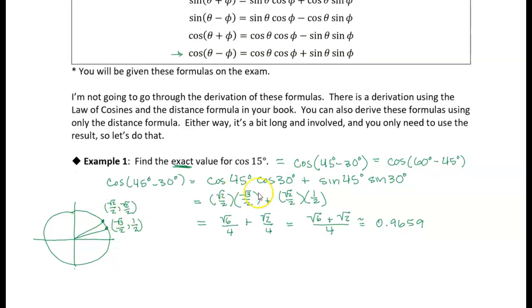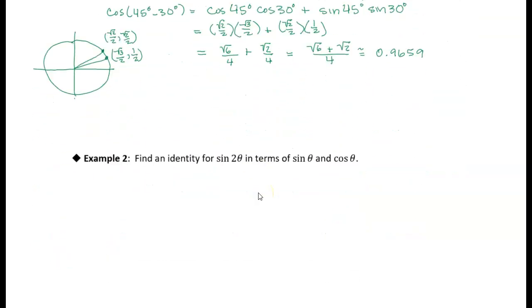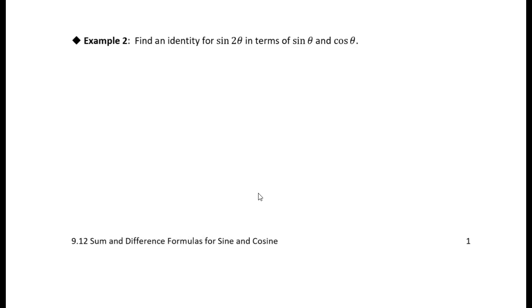All right, let's try another example. Okay. Find an identity for the sine of 2 theta in terms of sine and cosine. All right. So here's the trick to this one. This is actually why I'm presenting the sum and difference formulas today and then going back to 9/11, because in 9/11 they talk about the double angle formulas, which I don't understand why they would present that first, because it's so simple to figure out the double angle formulas from the sum and difference formulas. Okay, so let me show you how we can do that.